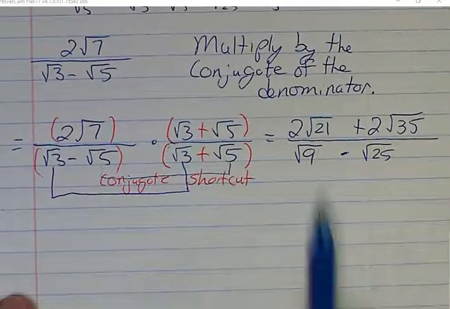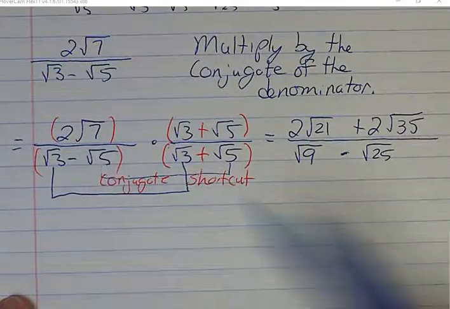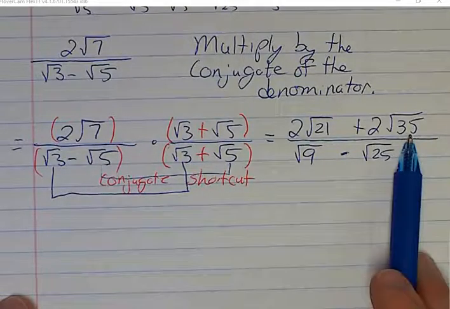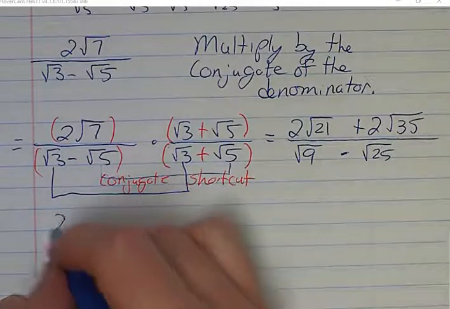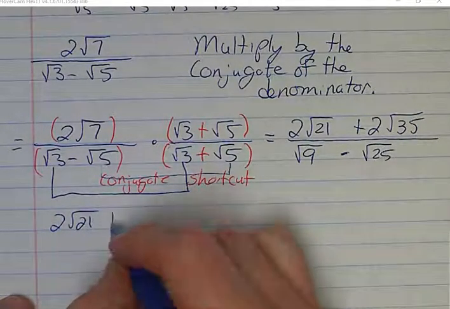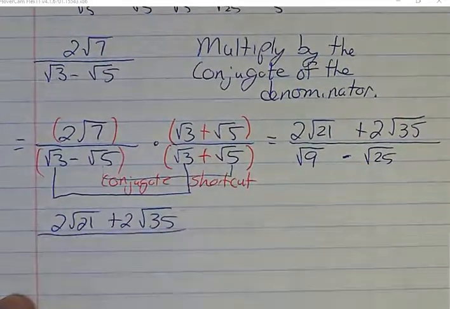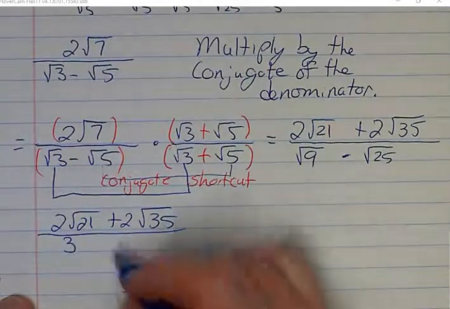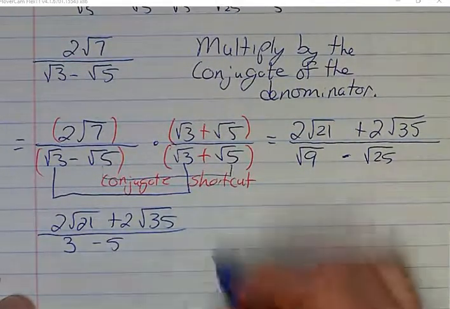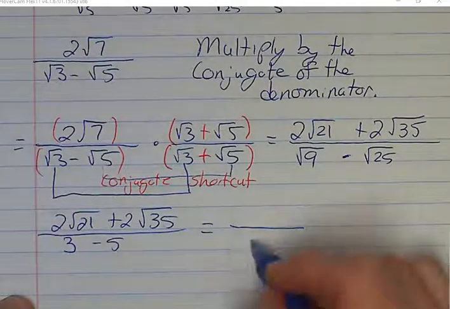Okay, now top part, there's really not much you can do in the top part. You could take the 21 and break it down as 3 times 7, but that won't go any farther. 35, you could break it down, make it 5 times 7, but that won't go any farther. So the top part is pretty much done. The bottom part, though, we got a lot to it. Square root of 9 is 3. Square root of 25 is 5. So if we do 3 minus 5, that's a negative 2.